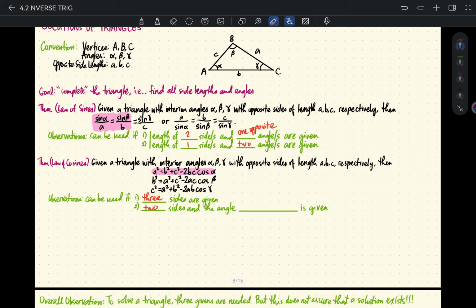And what is this alpha right here? Suppose you're given b and c. If you have b and c here, alpha is actually the angle formed by these 2 lines. So it is the angle opposite to the side with length a, but at the same time, it is the angle formed by the side with length b and the side with length c. So you can use this if you have 2 sides and the angle formed by them is given. Okay?